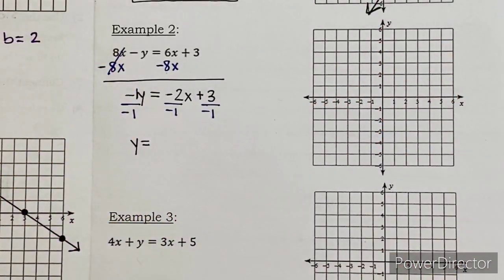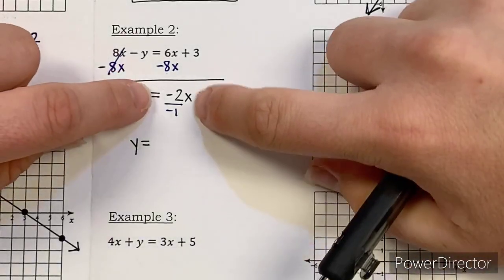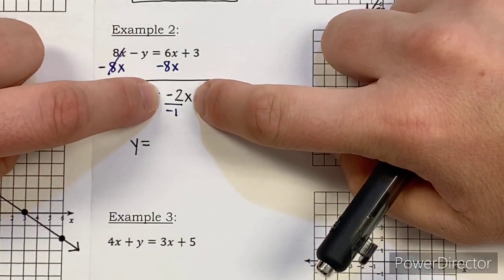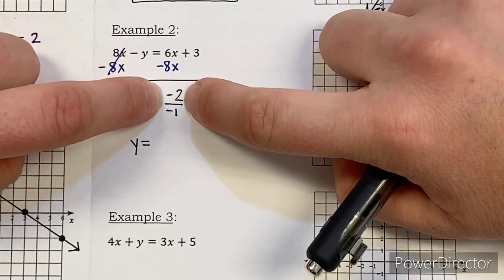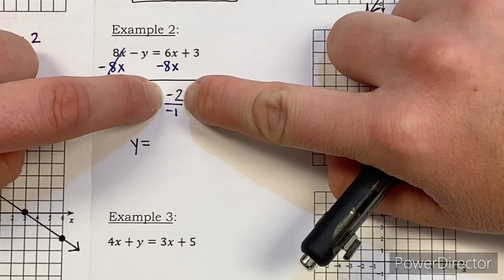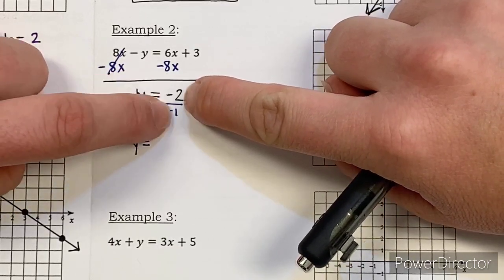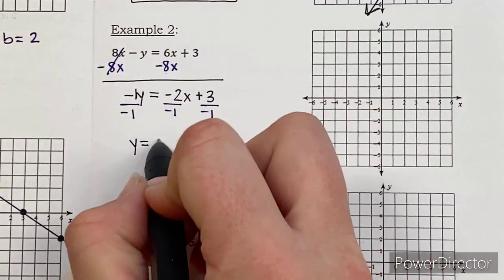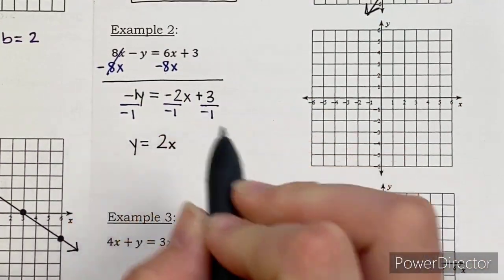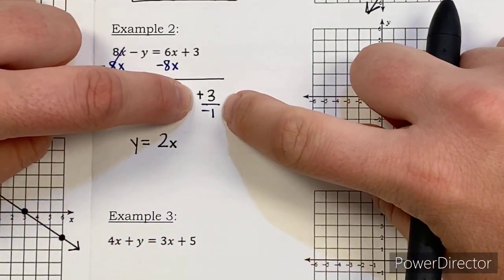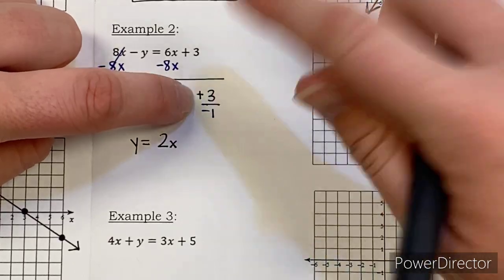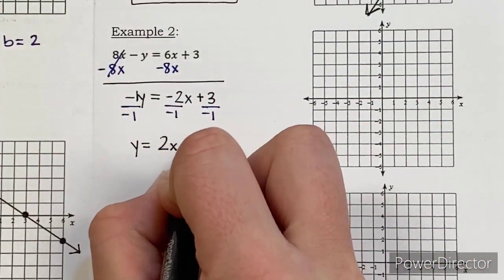So now, here we go. You have to be very, very careful on this part right here. We're looking at our slope, which is the number in front of x. Focus on the 2 negatives. 2 negatives make a positive, and 2 over 1 is 2. So now we're going to have positive 2x. Now we can do this one. 3 divided by -1 is just -3.